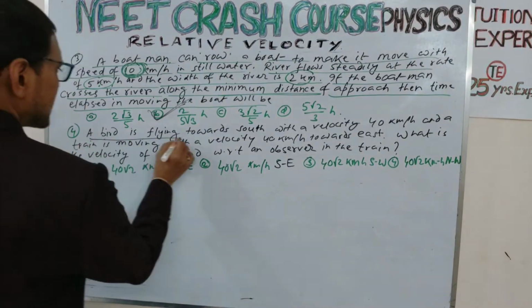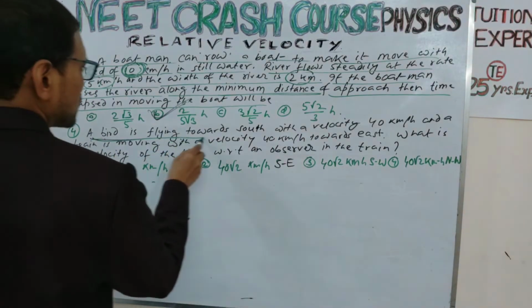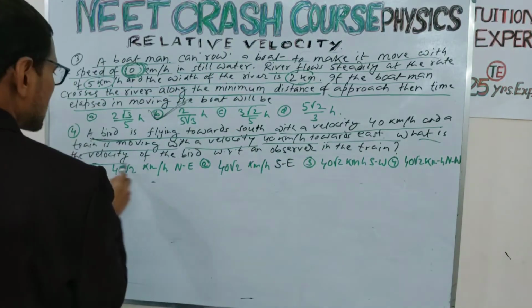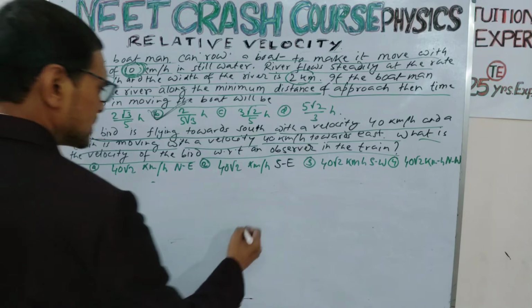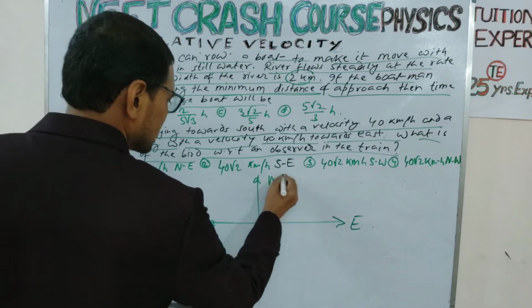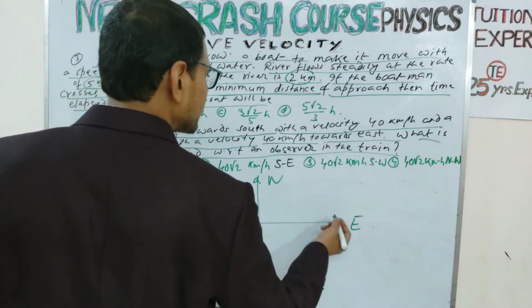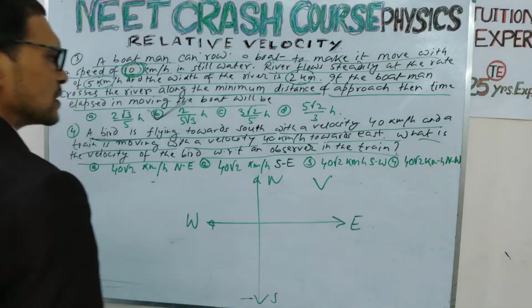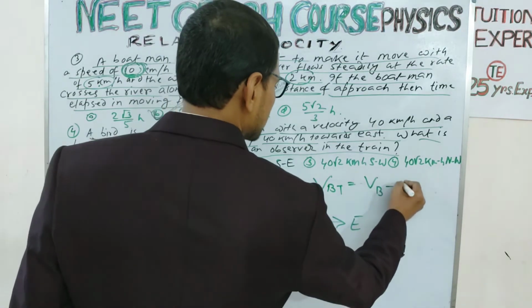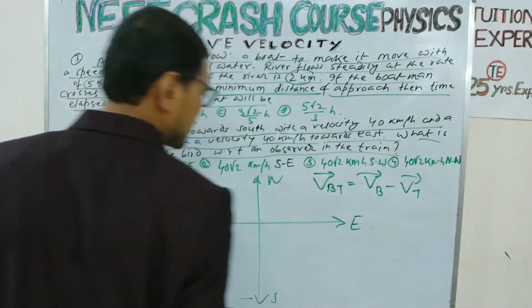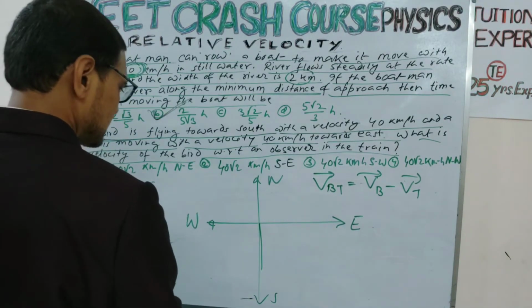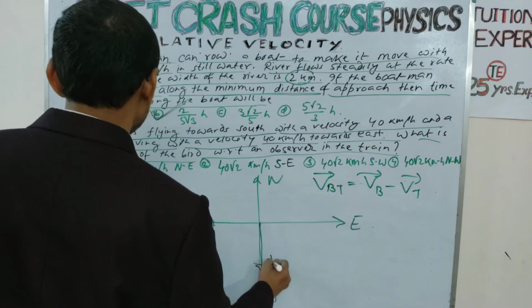The next problem: a bird is flying towards the south with this velocity, and a train is moving with this velocity towards the east. What is the velocity of the bird with respect to an observer on the train? Suppose this is east, west, north, south. Here we have to measure the velocity of the bird with respect to the train. So this is VB minus VT. The velocity of the bird is towards the south, in this direction.